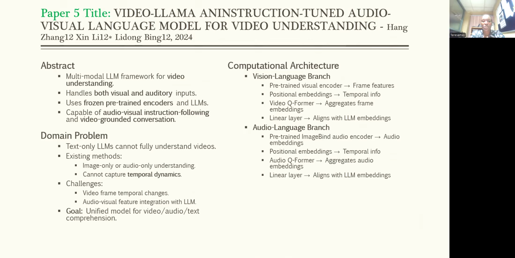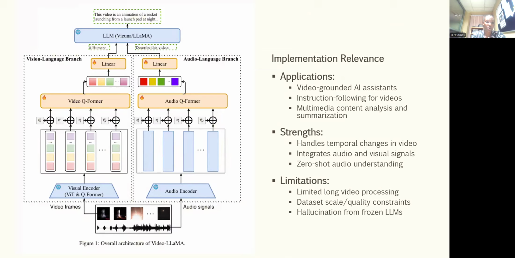For this model, it uses two branches. One is a vision language branch, which is for video frames. And then it also uses an audio branch for speech or sounds. Using both those branches, they are aligned with the language model to allow audio-visual reasoning. The diagram shows the architecture, or workflow, of the video LLM model.